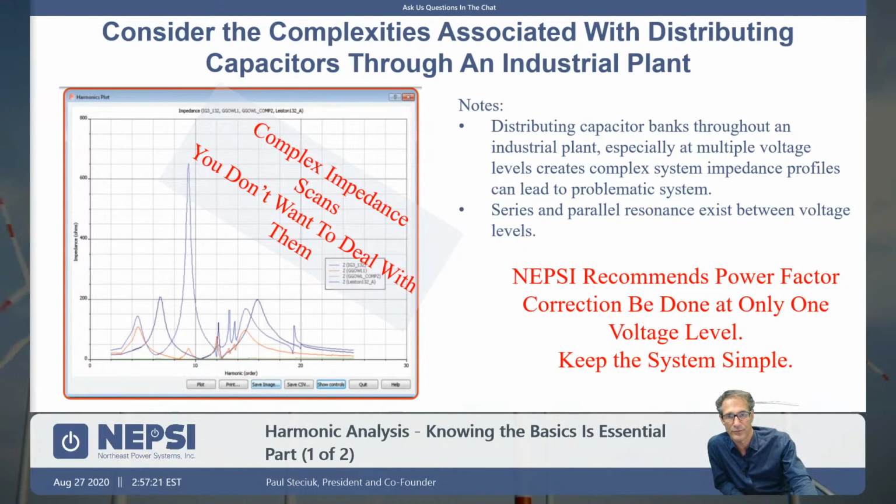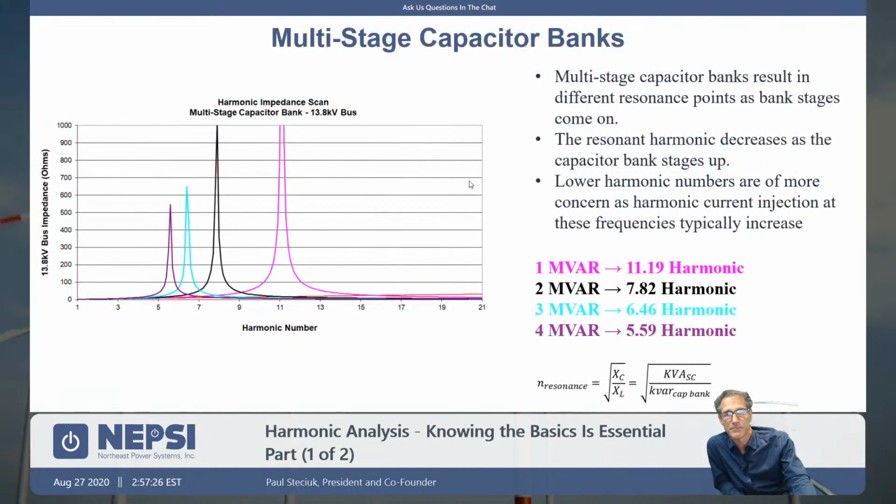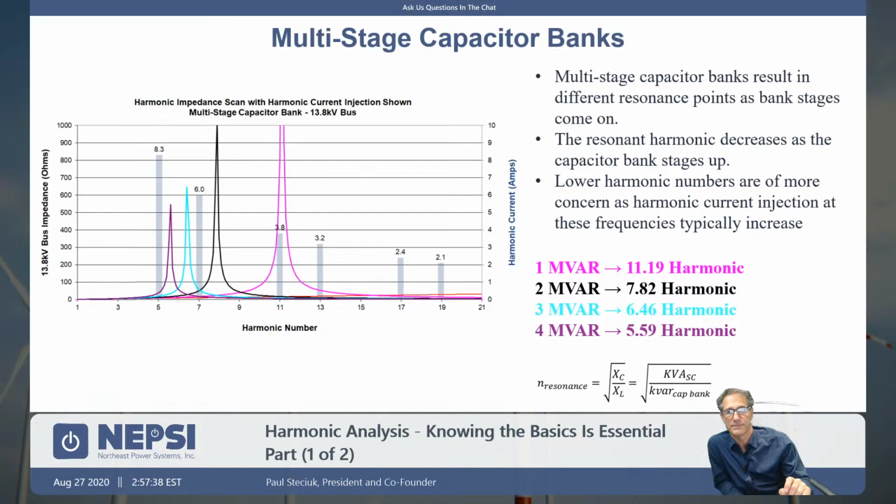So we recommend correcting power factor at one voltage level. Multi-stage banks, just to touch upon this: we set up our system for a 1, 2, 3, 4 megavar system, and we do the same type of analysis. I take that impedance and all those possibilities. I have 4 possibilities, technically 5. I have the straight transformer impedance line, and then a 1 megavar, 2 megavar, 3 megavar, 4 megavar impedance scan represented by those colors.